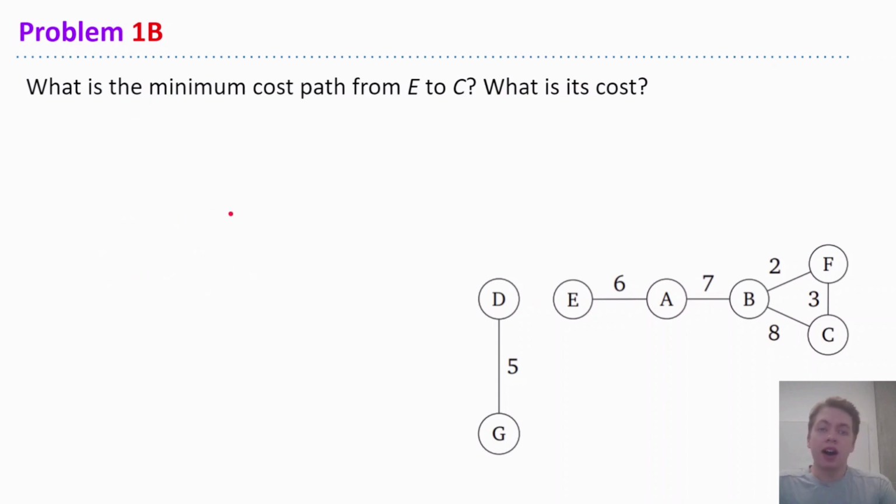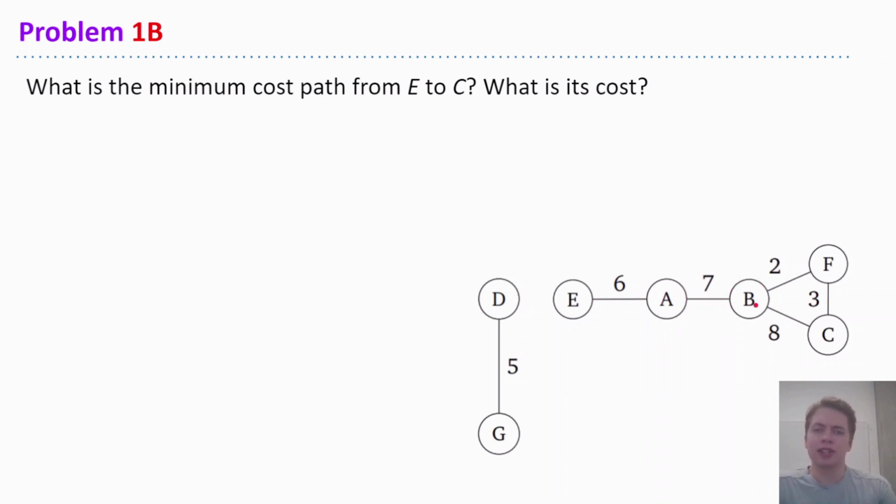What is the minimum cost path from E to C? And then what is its cost? Well, the path we just found is 21. Is there a shorter path from E to C? Well, let's check it out. So we can go from E to A and A to B with a cost of 13.